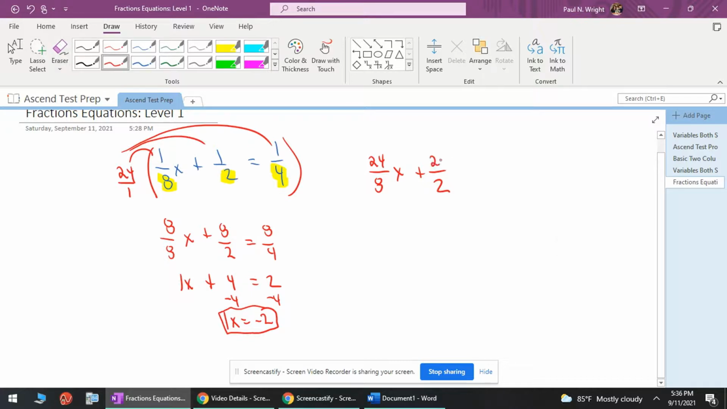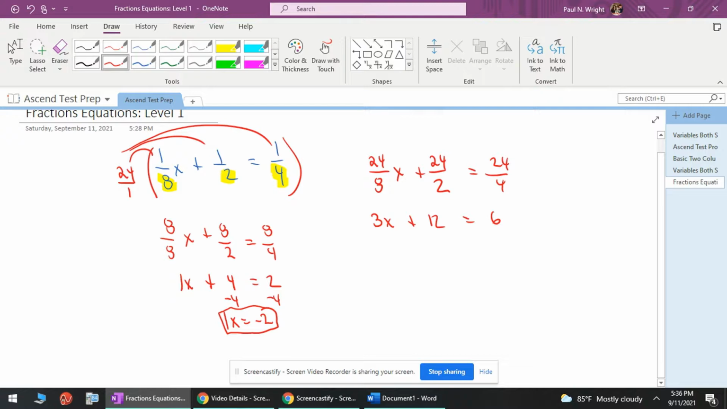24 times 1 is 24. And then I go all the way across. This is going to give me 24 over 4. Again, simple math. 24 divided by 8 gives me 3x plus 24 divided by 2 is 12 equals 24 divided by 4, which is 6.